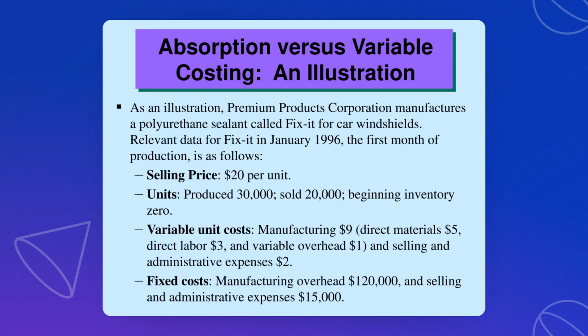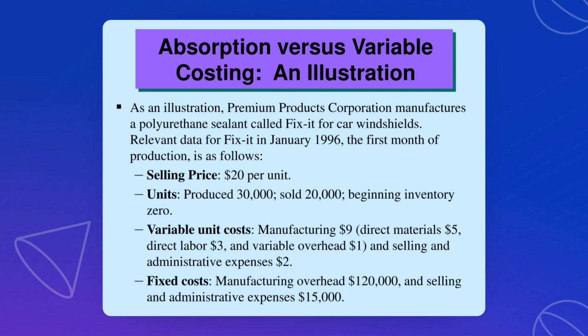You have also here what you call variable unit cost. So you have manufacturing, which is $9, composed of materials of 5, direct labor of 3, and also your variable overhead of 1.